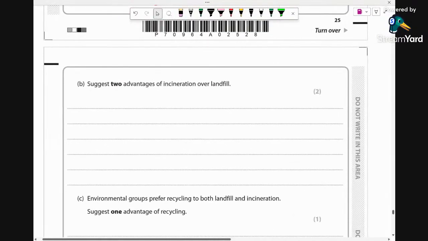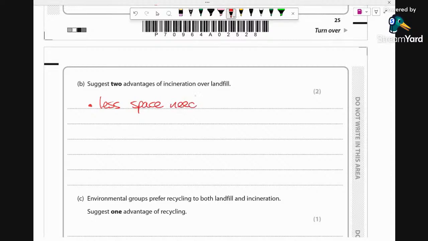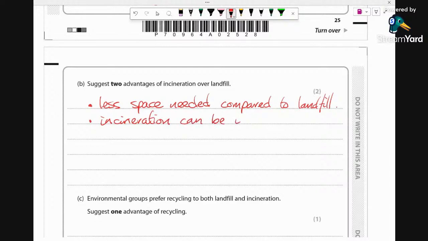Suggest two advantages of incineration over landfill. Okay, landfill is all about space. Less space needed. Top advantage. Less space needed compared to landfill. Second top one. Incineration can be used to generate electricity.